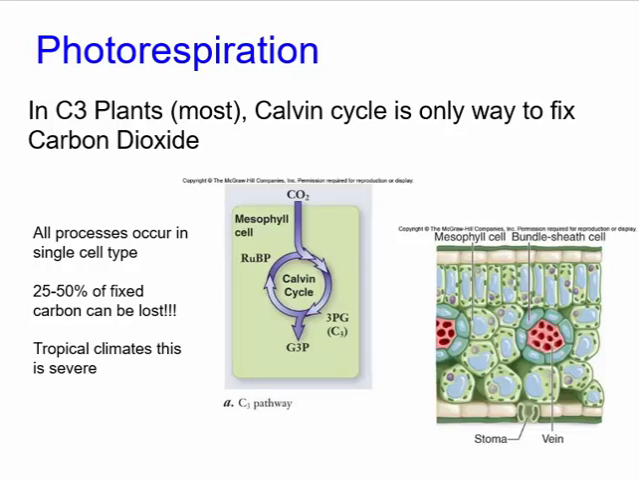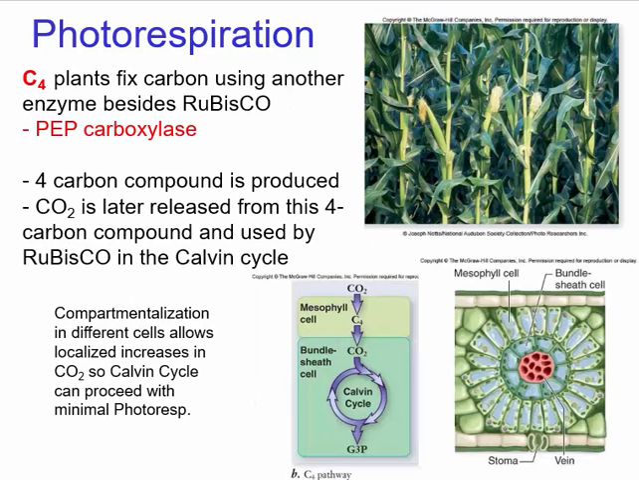Now, what we've seen so far is C3 plants that only have this one way to fix carbon. And so photorespiration is a problem because it can undo this process. And so when we're looking in tropical hot climates, this could be very severe. So what's happened? Plants have evolved different mechanisms to deal with this.